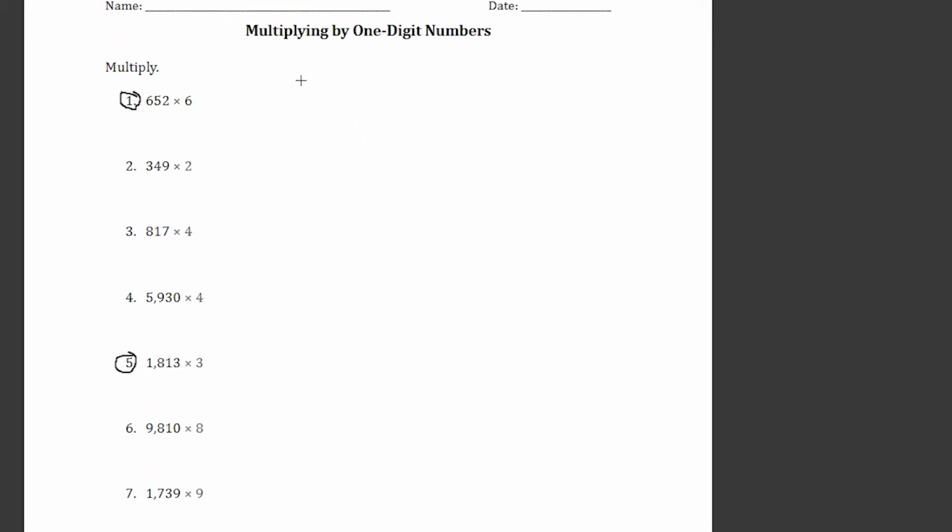Here we have 652 times 6, so we're going to set it up just like this. I like to put the bigger number on the top because it's easier to multiply that way. So we go from right to left when multiplying. So 2 times 6 is 12. So we put the 2 here, carry over the 1. Now 6 times 5 is 30, and 30 plus 1 is 31. So you put the 1 here, carry over the 3. And 6 times 6 is 36, and 36 plus 3 is 39. So for number 1, our answer is 3,912.